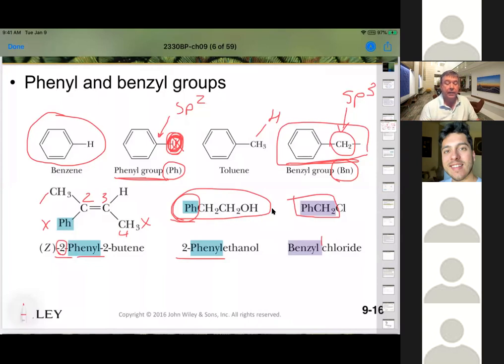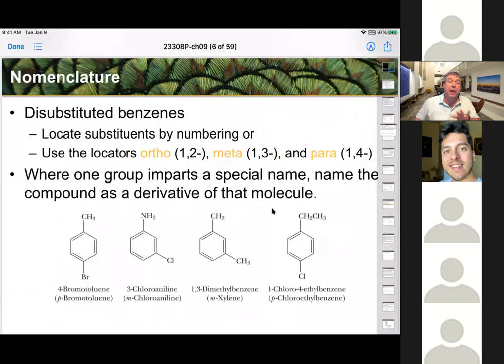Okay, so that's if we only have one thing attached to benzene. Now we have another weird way of saying how to have two things attached to benzene. It's called the ortho, meta, and para. Ortho is where you have the two substituents on the first carbon and then one carbon over, so in the one position and the two position.